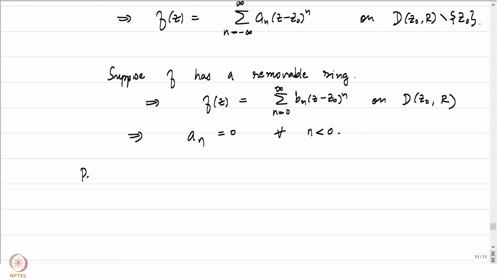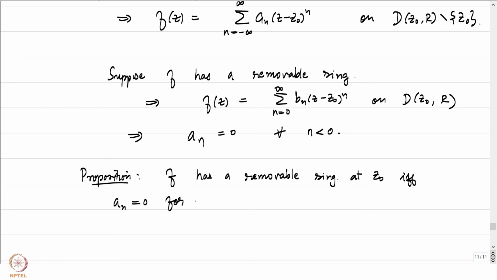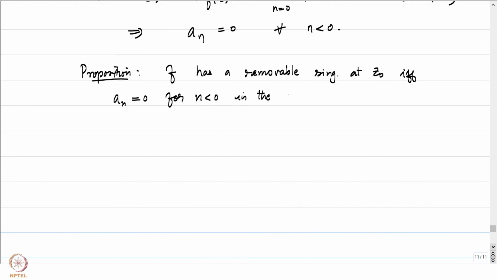So, a proposition would be to conclude that f has a removable singularity at z0 if and only if a_n is equal to 0 for all n less than 0 in the Laurent series expansion of f around z0. This is an if and only if statement.